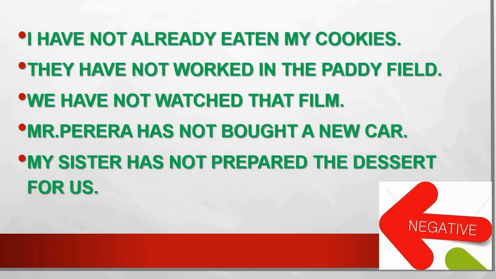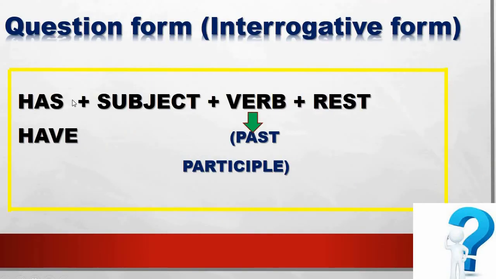This is the last form, question form, or else we can call it interrogative form. Both of these names are same. If it is a question form, we have to use has or have first, then the subject, then the verb, or means past participle, rest.